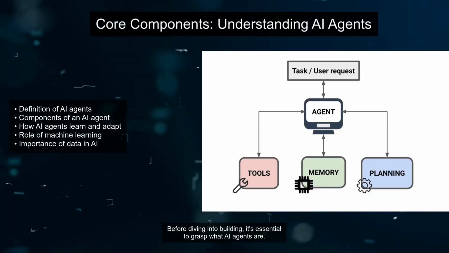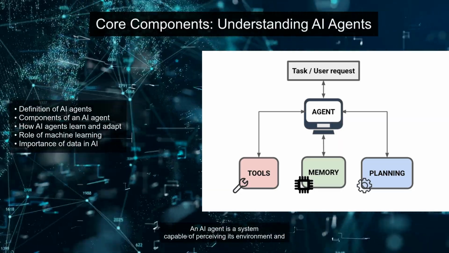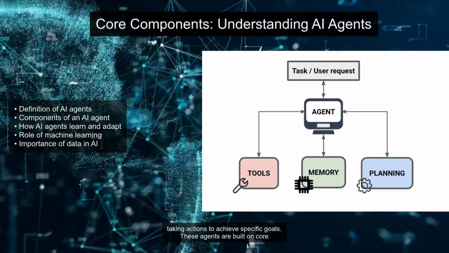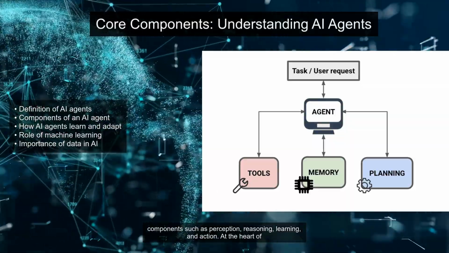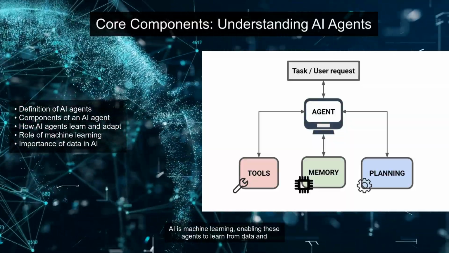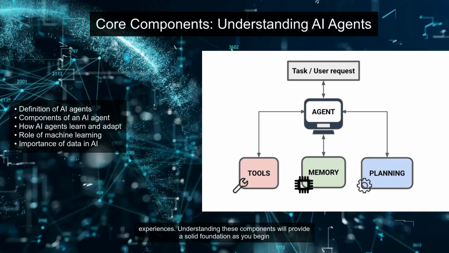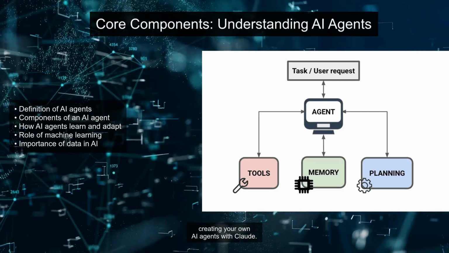Before diving into building, it's essential to grasp what AI agents are. An AI agent is a system capable of perceiving its environment and taking actions to achieve specific goals. These agents are built on core components such as perception, reasoning, learning, and action. At the heart of AI is machine learning, enabling these agents to learn from data and experiences. Understanding these components will provide a solid foundation as you begin creating your own AI agents with Claude.